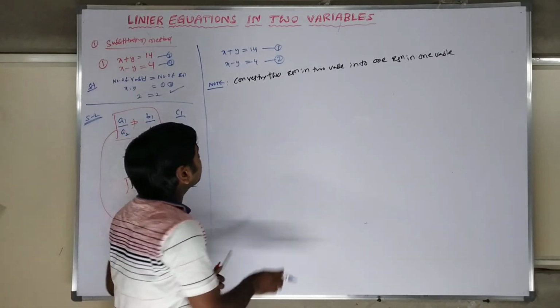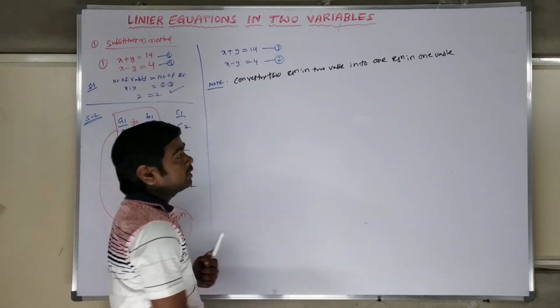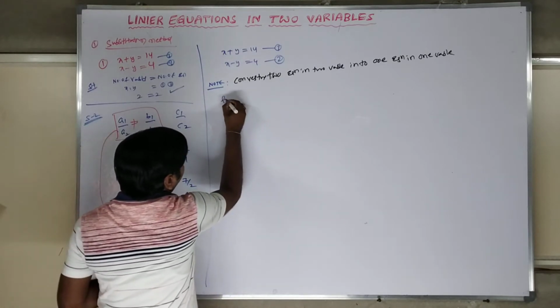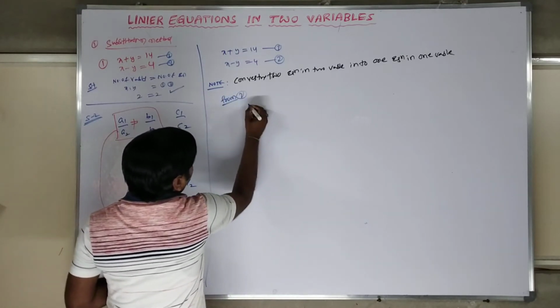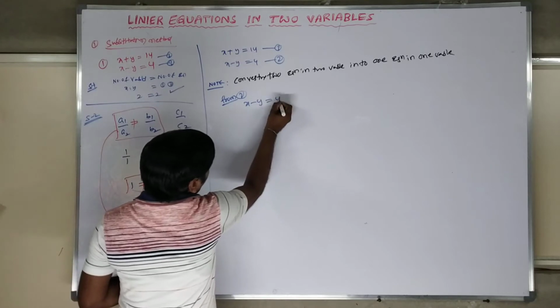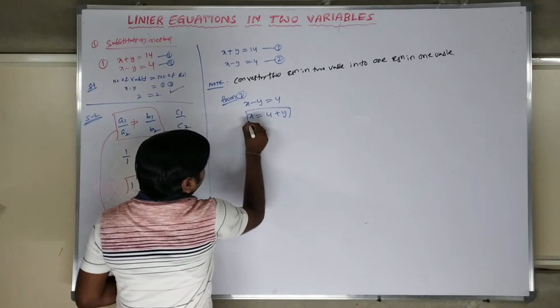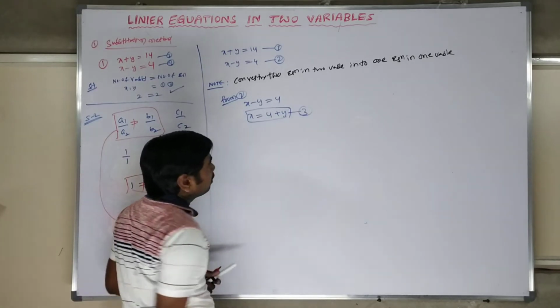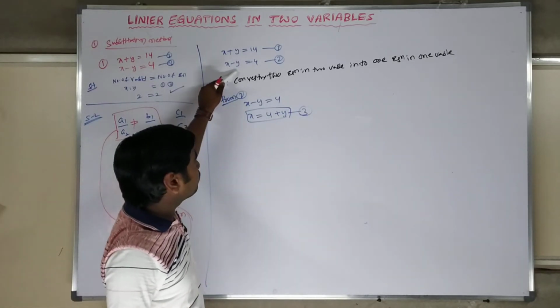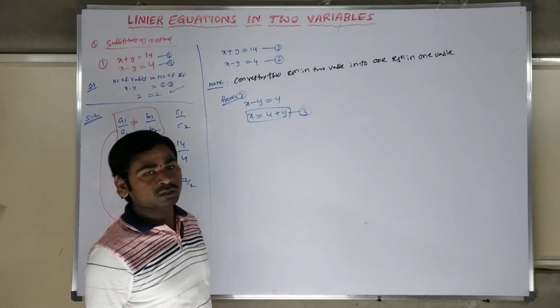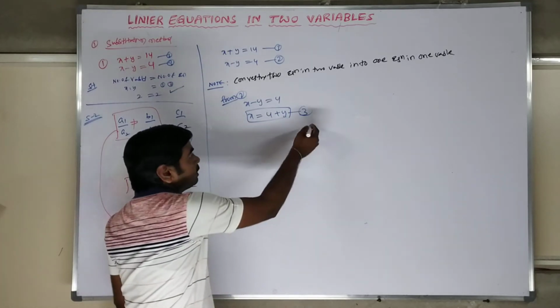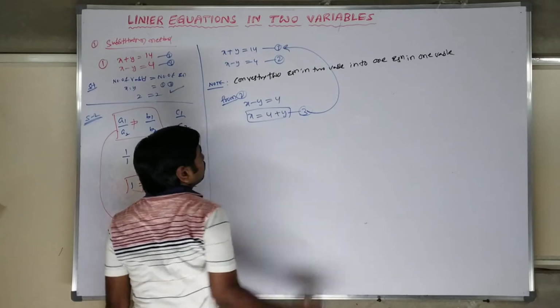Substitution method. So what I am taking is take 1 or 2. I am taking equation number 2. From 2, x minus y is equal to 4, x is equal to 4 plus y. So this is equation number 3. So in equation number 1 I should take x is equal to 4 plus y.